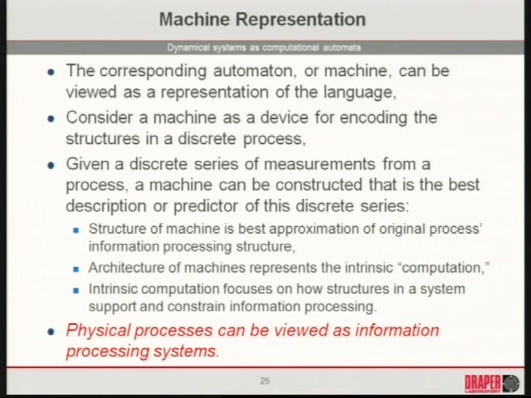And what I think is very interesting about this is, if we go through this sequence, I can represent a physical system and its behavior as a string of symbols, and that string of symbols can be captured, described exactly by an automaton, then I can look at physical processes as computational processes. There's something intrinsically the same about that at some level.